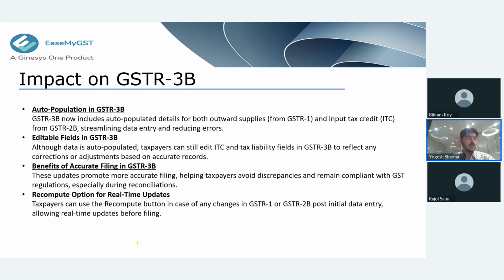The second impact is editable fields in GSTR3B. Although data is auto-populated, there is still a catch that someone can mistakenly provide information or mistakenly accept invoices. So the government allows us to edit the fields in GSTR3B filing. Now you can manually enter those invoice values or outward supplies according to your correct information, regardless of what we have done on the IMS portal or with the EaseMyGST application, in the GSTR3B to reflect any correction or adjustment based on accurate records.